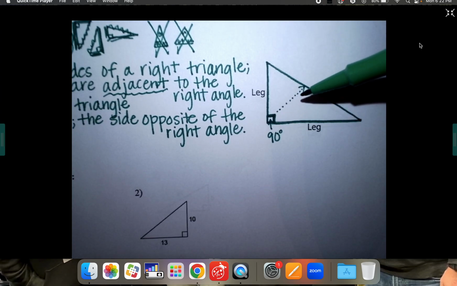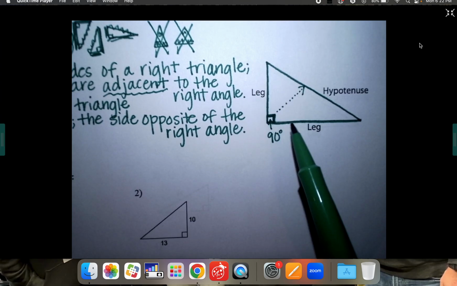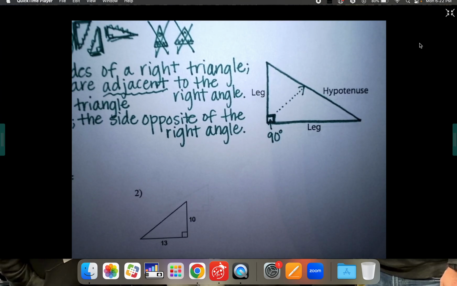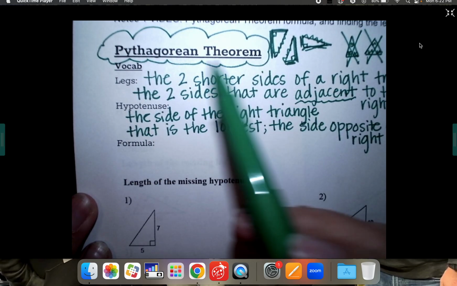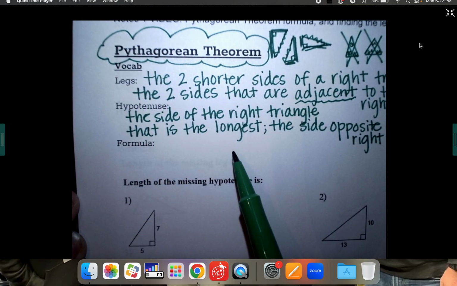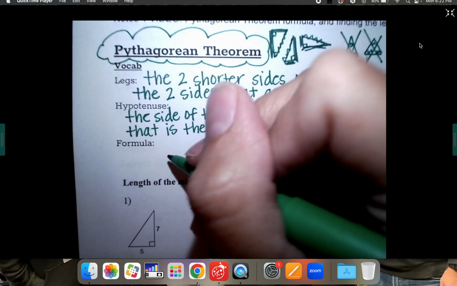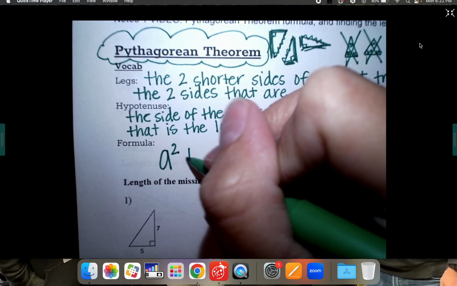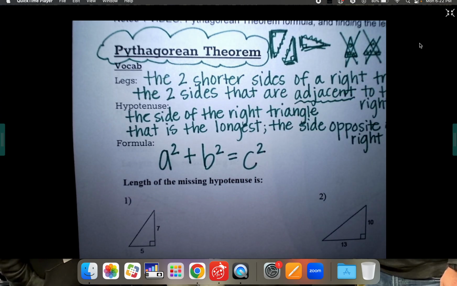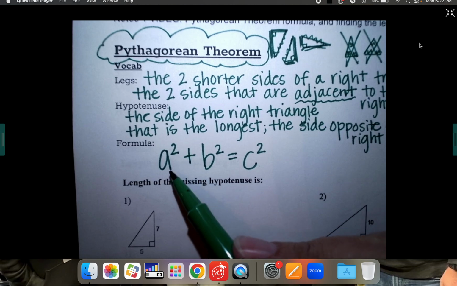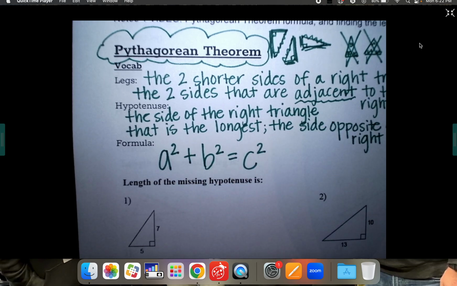It's opposite the right angle. So you've got two legs and a hypotenuse in every right triangle. The Pythagorean theorem itself is just a formula. The formula is a squared plus b squared equals c squared, and it's as easy as that.